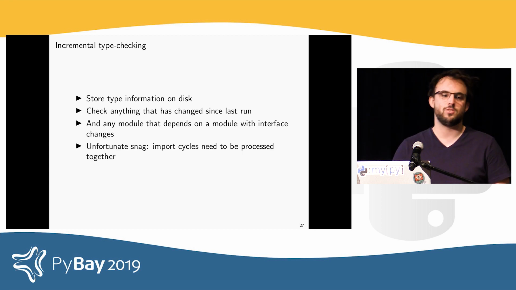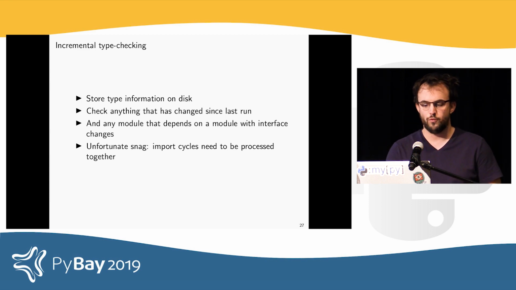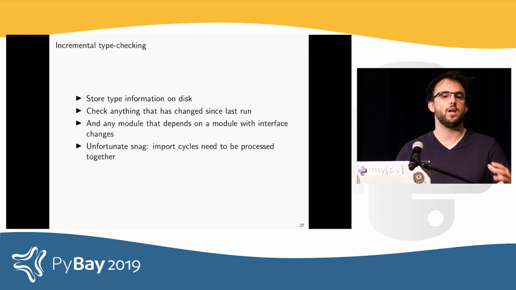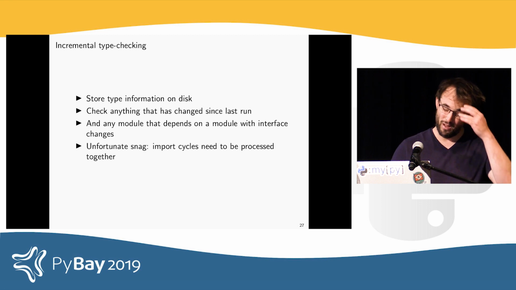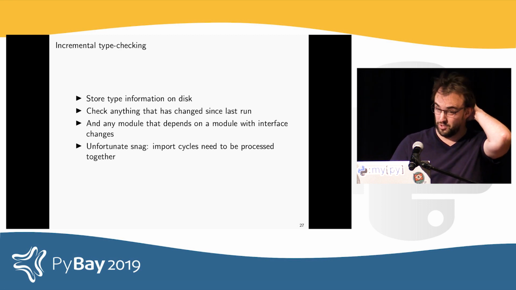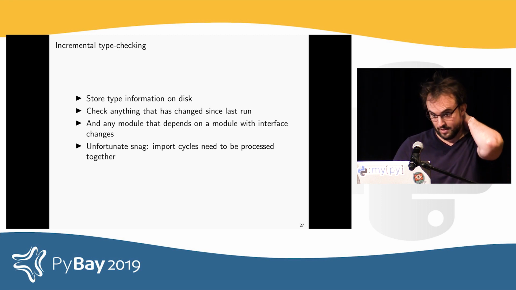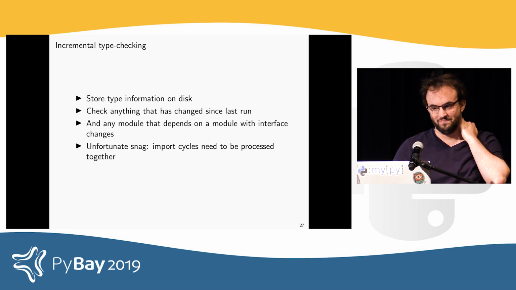There's an unfortunate snag to all of this, which is that for annoying technical reasons, if you have a cycle of imports where A imports B and B imports A, this all needs to be checked together, all at the same time. And Dropbox has at least one unfortunately big import cycle in its main code base. MyPy itself is also pretty bad. Like half of MyPy's source code is in one big import cycle, and we should fix that.